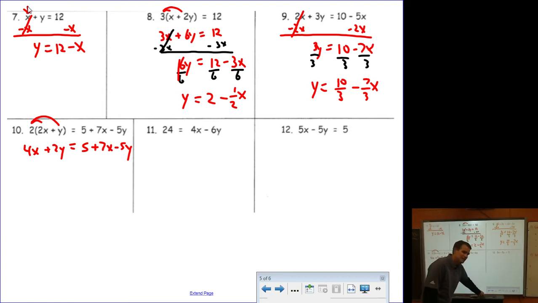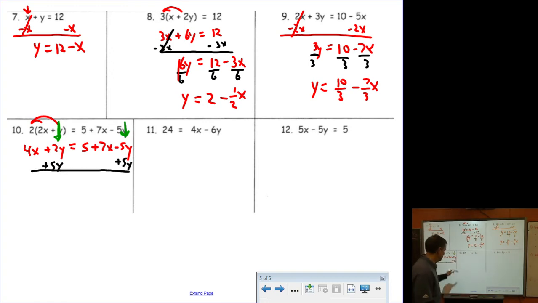Now, since I'm solving for y, I need to get my two y terms on the same side of the equal sign. To do that, I'm going to add 5y to both sides. That will cancel out the y term on the right, and I will have 4x plus 7y equals 5 plus 7x.